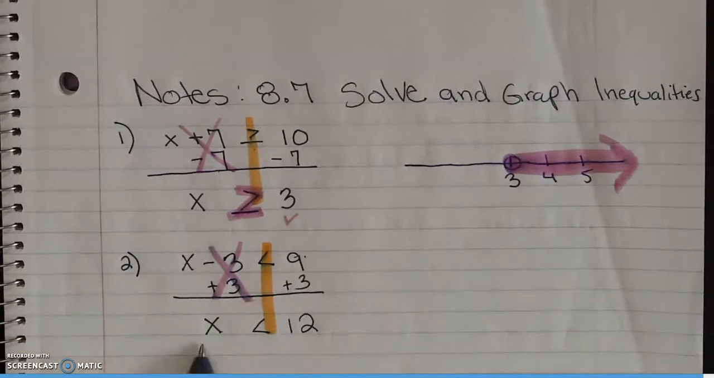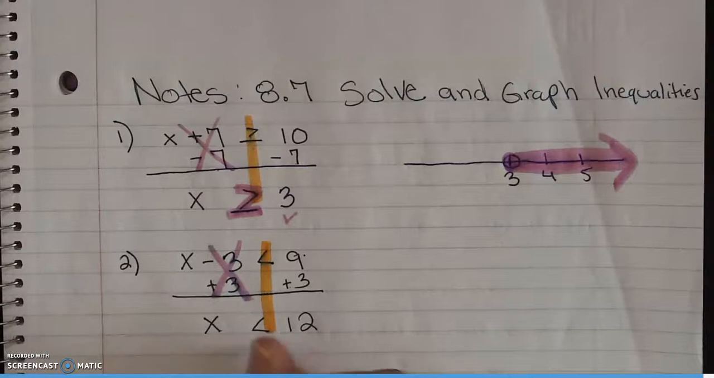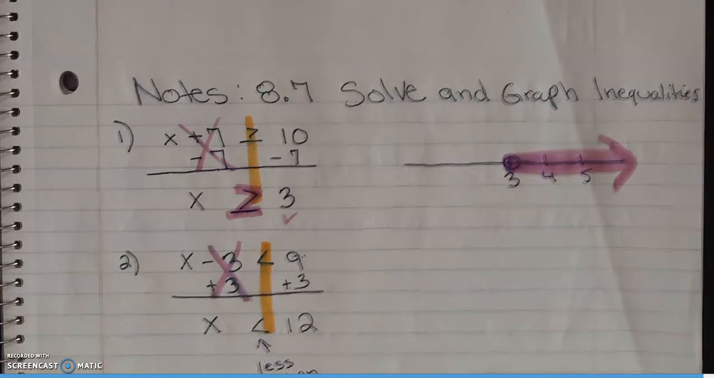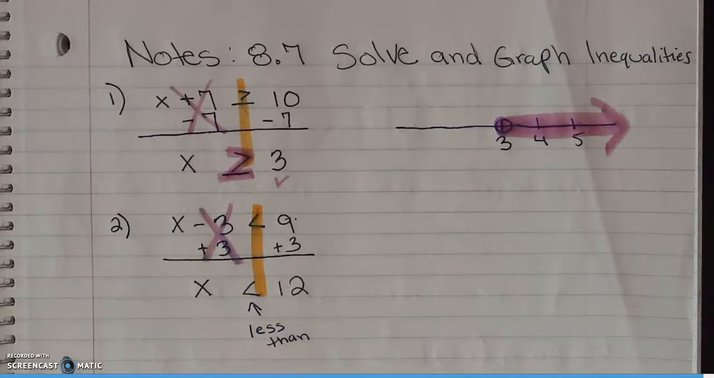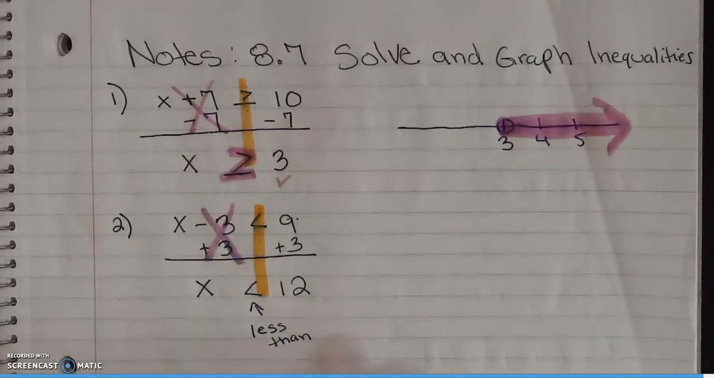So that means X is, and I'm going to put it right here, less than. Remember, you could always write your little notes. I'm going to put it up a little bit. That way you know, okay, X should be less than 12.